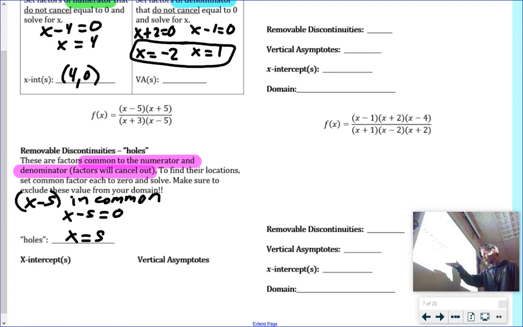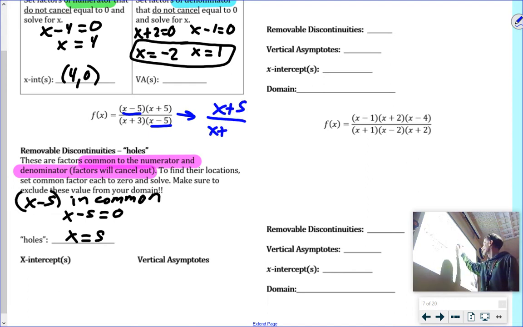Now, to do the x-intercepts and vertical asymptotes like we did a second ago, we simplify that because if we take those things in common out, what's left over? We have x plus 5 over x plus 3 left over. So now we do the exact same thing for the x-intercept.